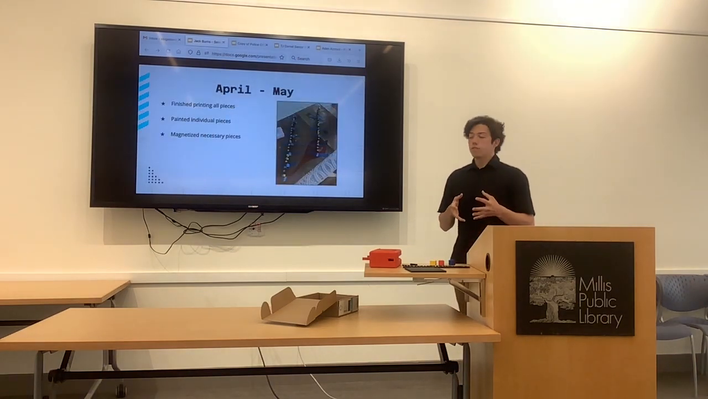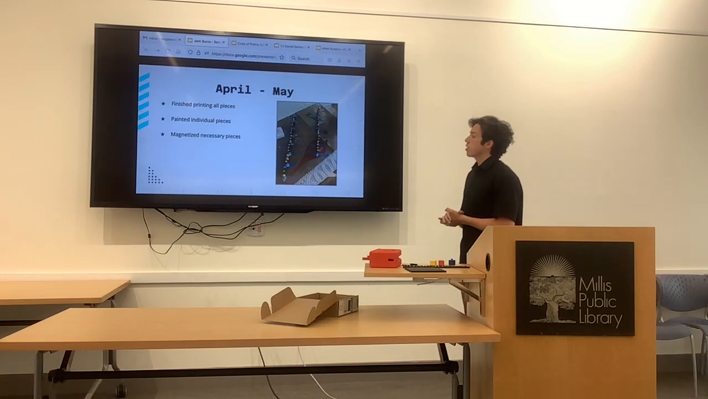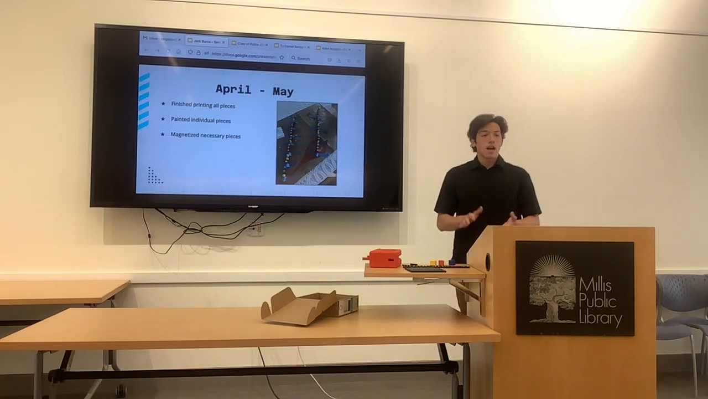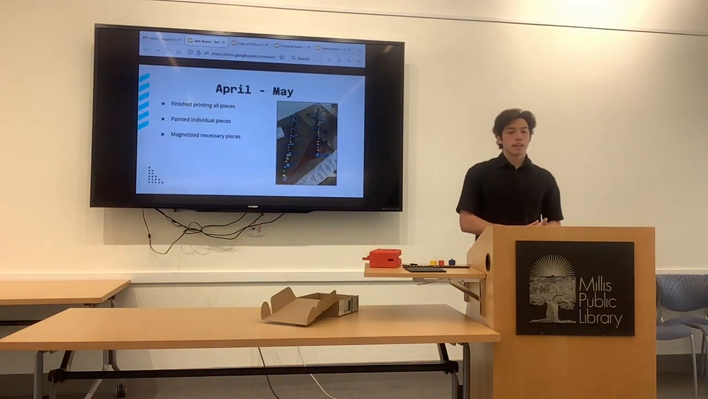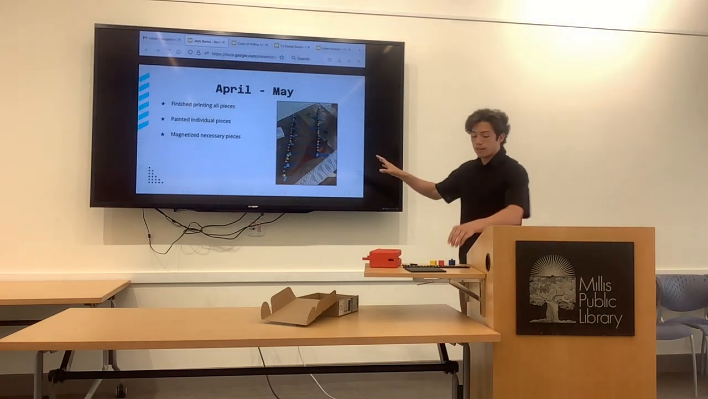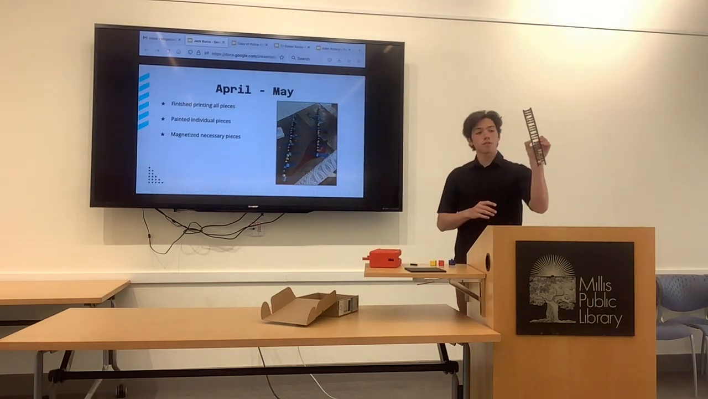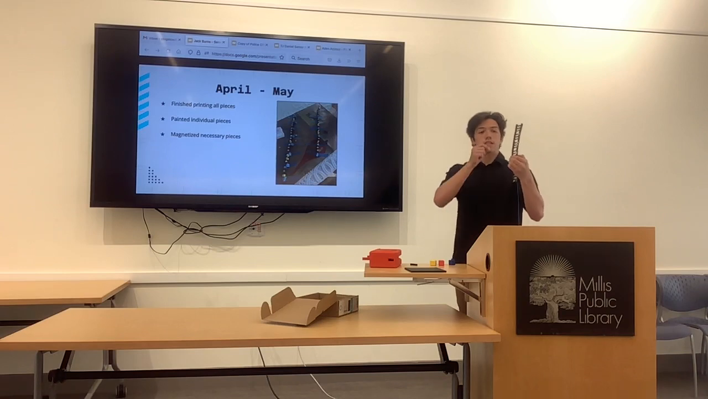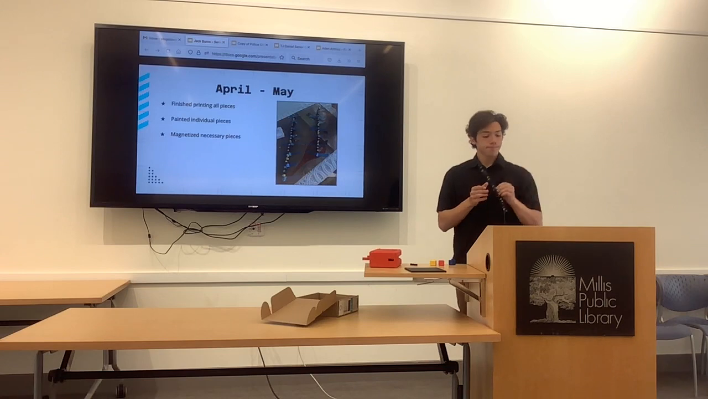Then April to May, right about now, is when I finished printing all of the pieces. I painted the individual pieces that needed it, because with 3D printing, you can only print in one color of plastic filament. So when it came to these DNA strands that are very colorful, all of that was 2 layers of white paint and then 2 layers of the color it needed to be.